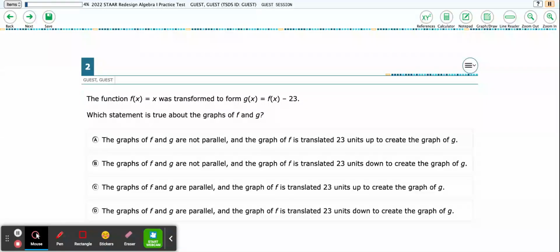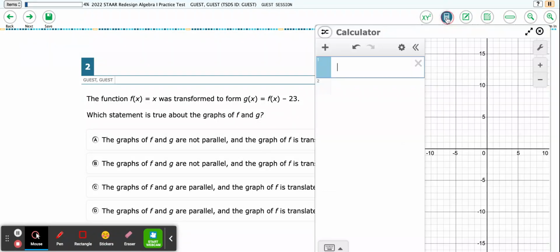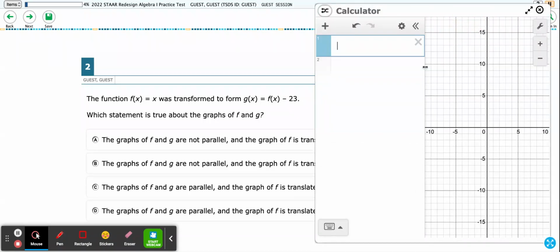So first of all, what we see is f of x equals x, and we see g of x equals f of x minus 23. So I see equals twice. That means I've got two equations. So I'm going to put both of those just like I see them in my Desmos calculator. So I'm going to open up my Desmos calculator, and I've already had it open for my number one, so it automatically opens to Desmos. If not, you choose Desmos when you open it.